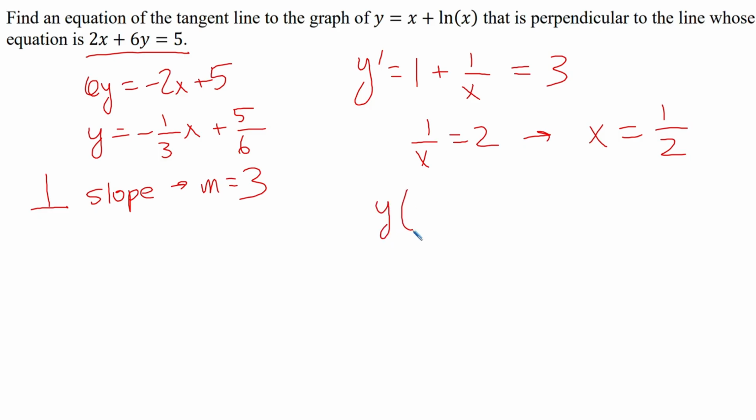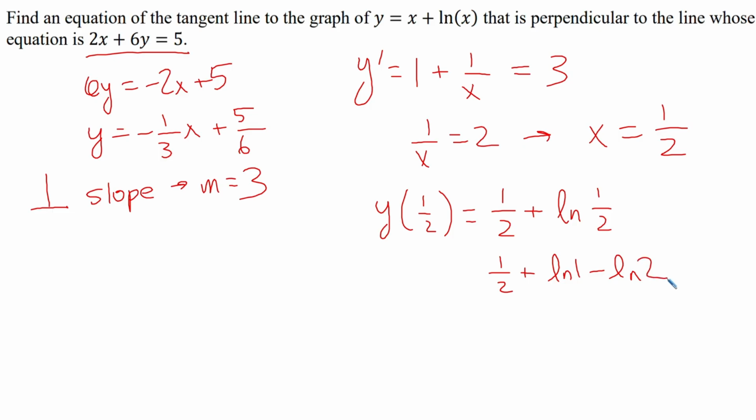Now we just need the y value from our original function. Plug in a half, and you get 1/2 plus the natural log of 1/2. I don't normally like to write the natural log of 1/2. We can always rewrite this as natural log 1 minus natural log 2. Since we know that the natural log of 1 is 0, this is just equal to 1/2 minus the natural log of 2. It's usually preferred to rewrite natural log of 1/2 as just the negative natural log of 2.